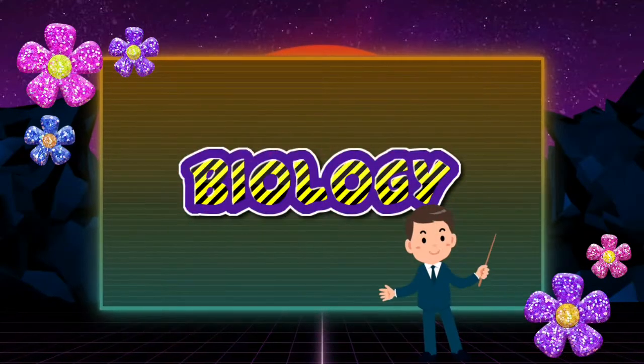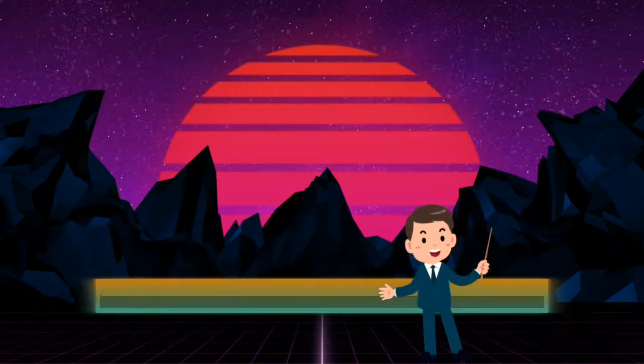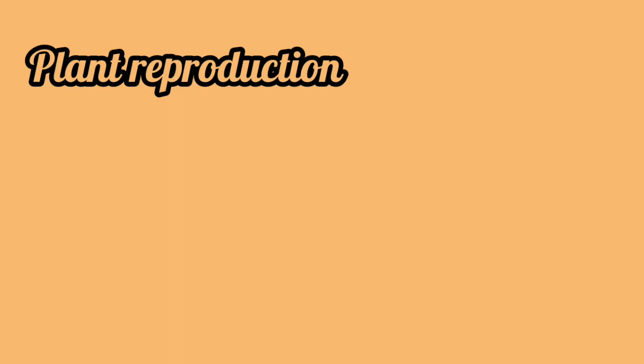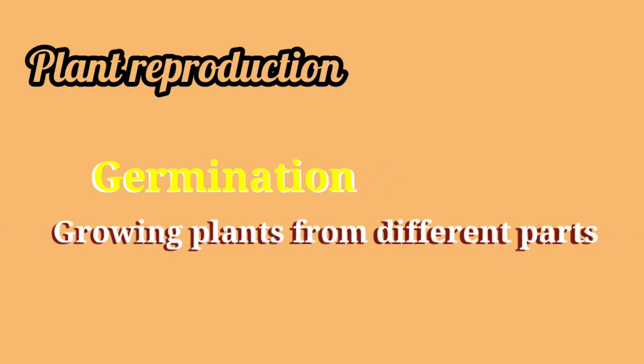So, let's continue with our chapter, that is plant reproduction. And in that, we are discussing today germination and growing plants from different parts. So, let's get started. Students, what is germination?